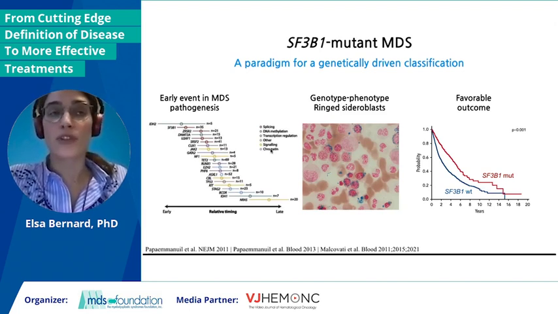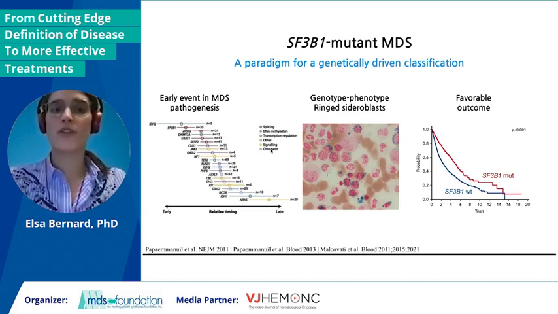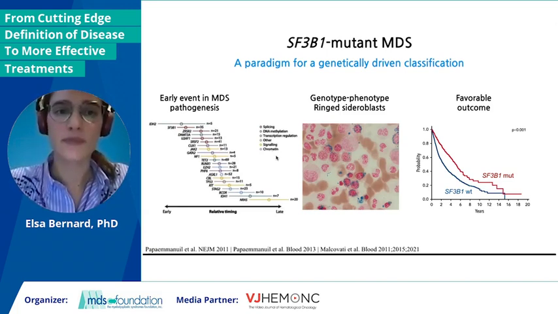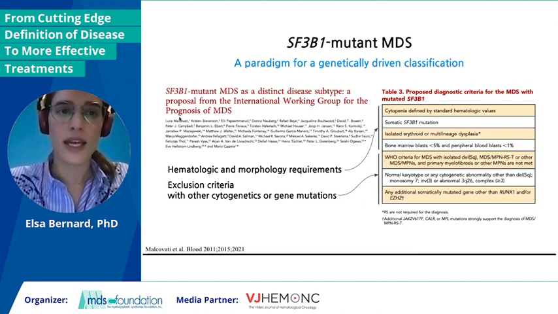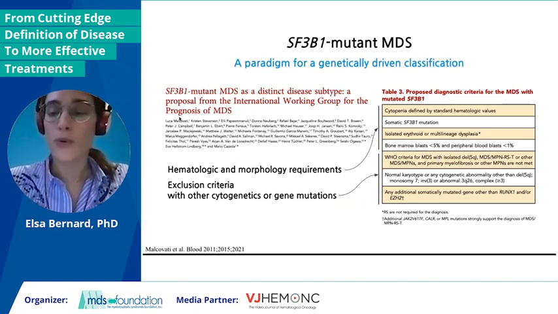More than 80% of patients with MDS-RS, MDS with ring sideroblasts, do have SF3B1 mutations. And they are associated with an indolent clinical course and a favorable outcome in patients with MDS without excess blasts. And indeed, earlier this year, a study from the International Working Group led by Dr. Malcovati proposed diagnostic criteria to be included in the WHO classification to define a subset of SF3B1 mutant MDS as a distinct disease subtype.